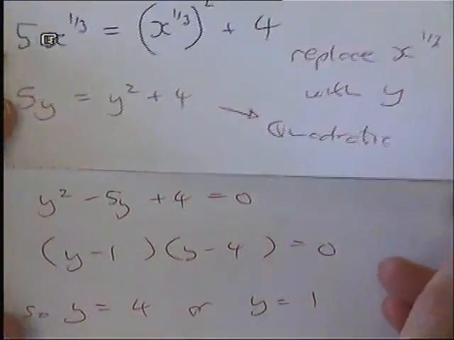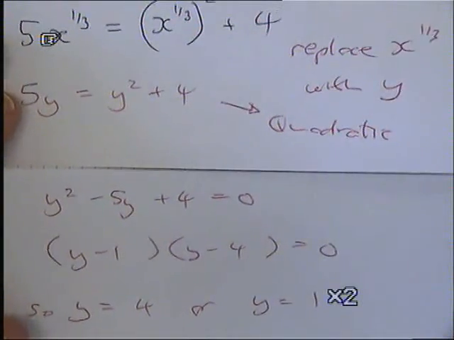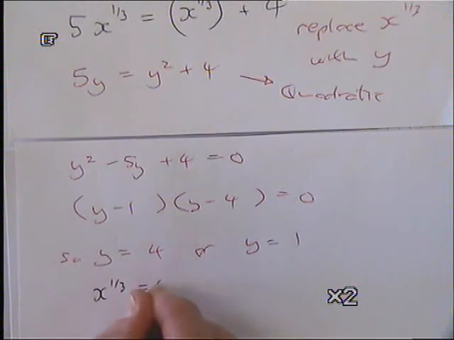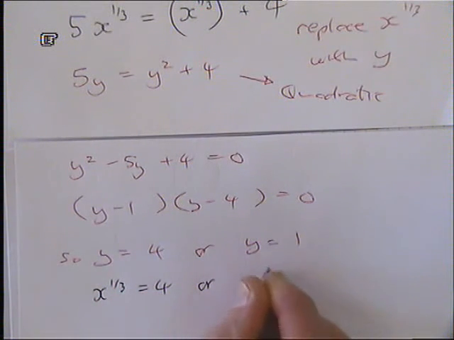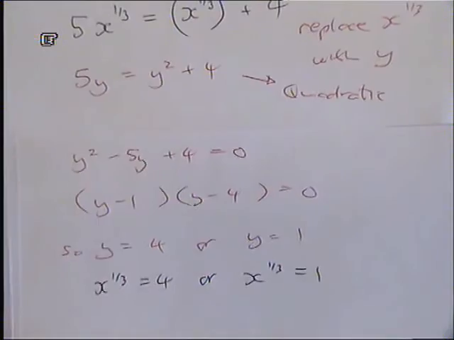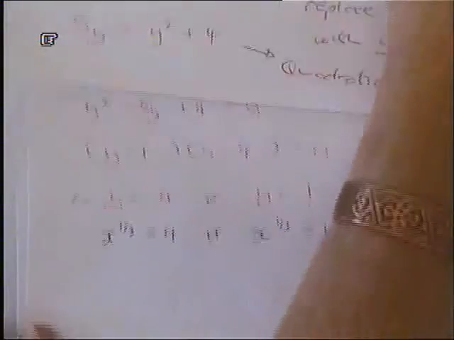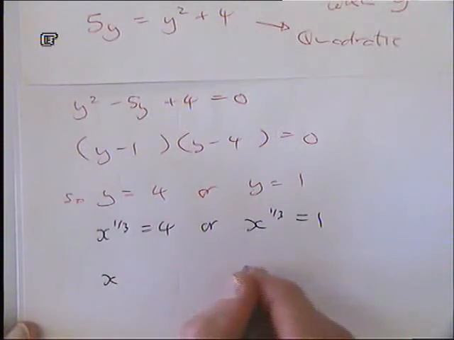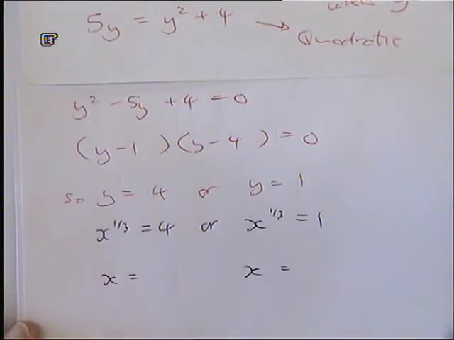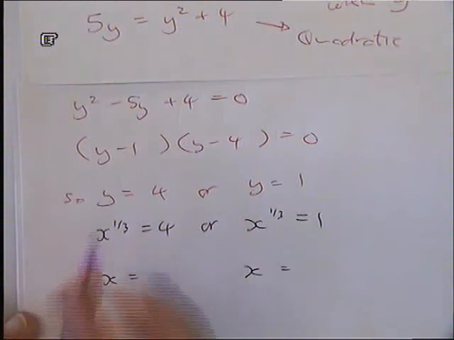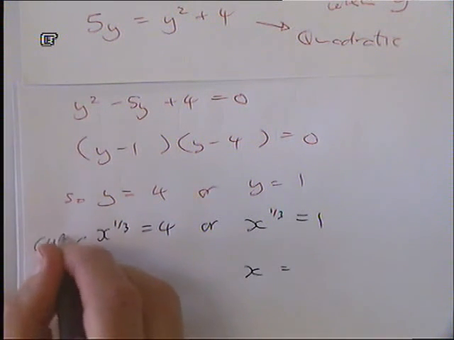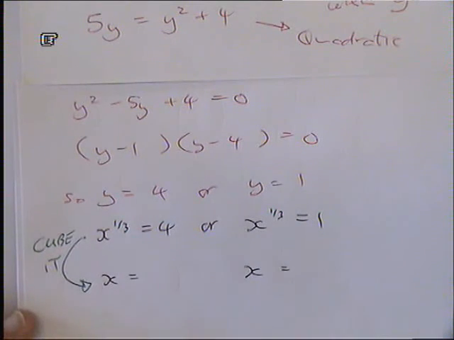x to the power of a third. It was this thing up here, x to the power of a third. So actually what we've got here then is x to the power of a third is 4, or x to the power of a third is 1. But if we're solving an equation, we don't want what x to the power of a third is. We want what x is. What do you do to get from x to the power of a third to get to x? You cube it. You cube it, yeah.